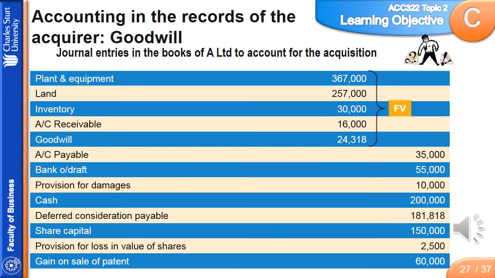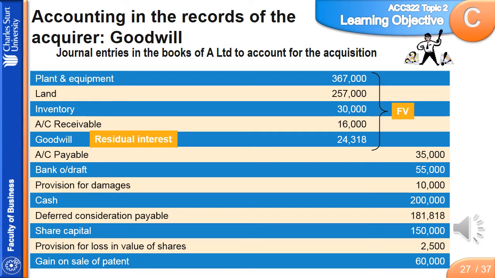Now to answer part B of the required, and prepare the journal entries in the books of A Limited to account for the acquisition, you'll need to refer to slide 22 as well as slide 25 in answering this, because not only do we have to consider what we're acquiring, but also what we've given up as consideration. So firstly here we've got plant and equipment, land, inventory and accounts receivable, all at their fair value. So they're debits, they've been acquired, they're going into A's accounts. Then we've got the goodwill figure we calculated on the previous slide of $24,318.